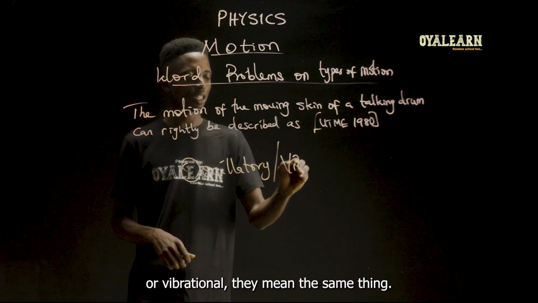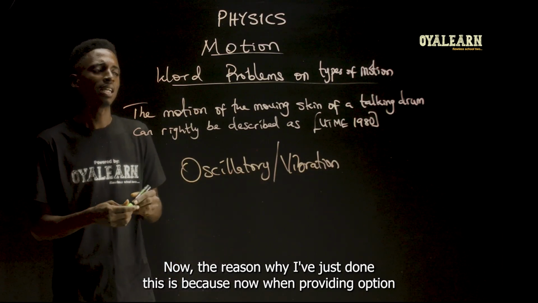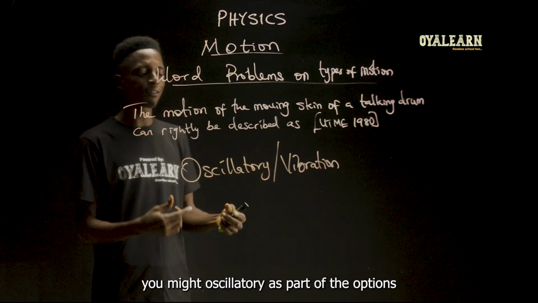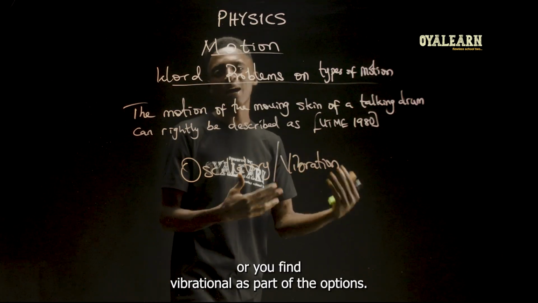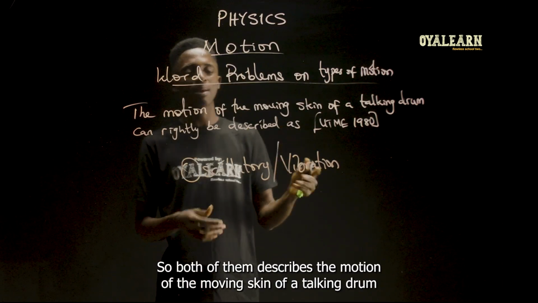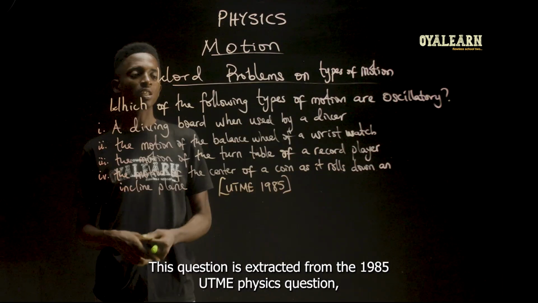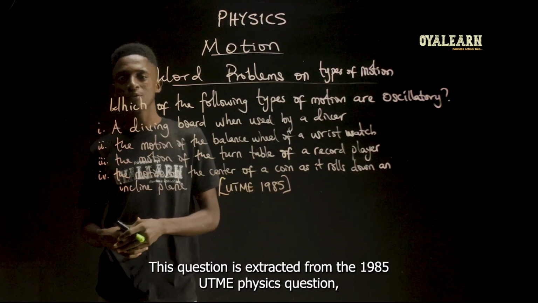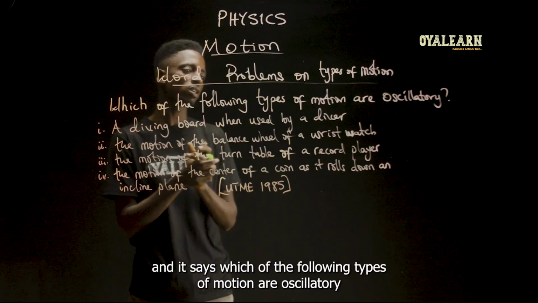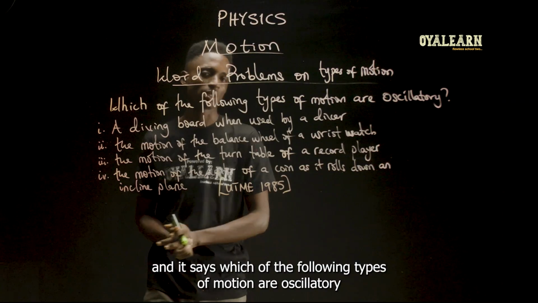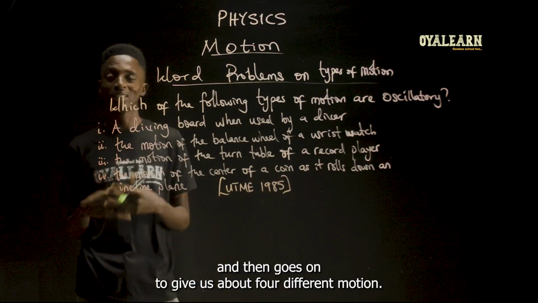or vibrational. They mean the same thing. The reason I've done this is that when providing options, you might find oscillatory as part of the options, or you might find vibrational. Both of them describe the motion of the moving skin of a talking drum. This question is extracted from the 1985 UTME physics questions, and it says which of the following types of motion are oscillatory, and then it goes on to give us 4 different motions.